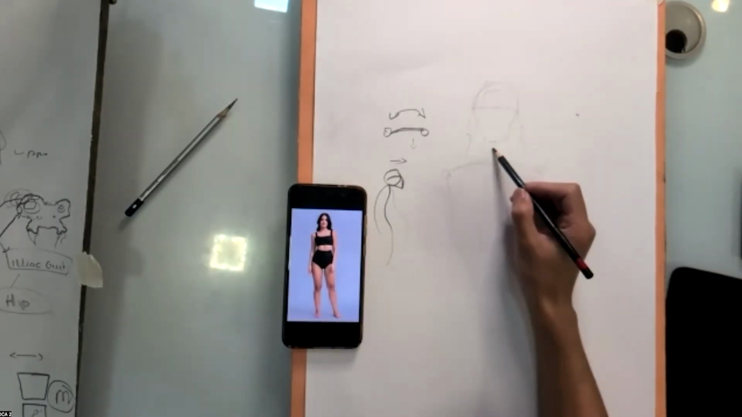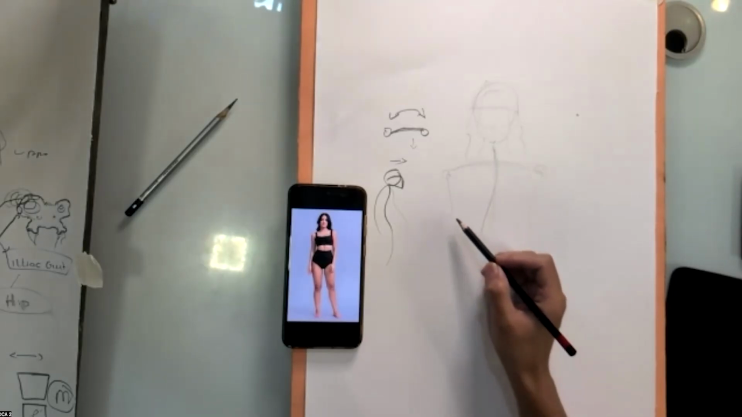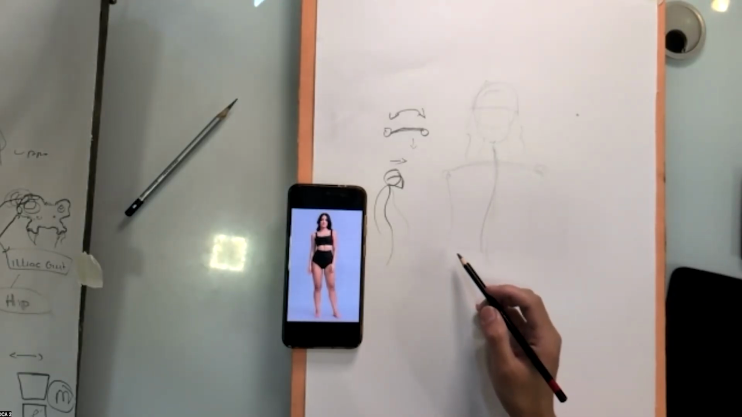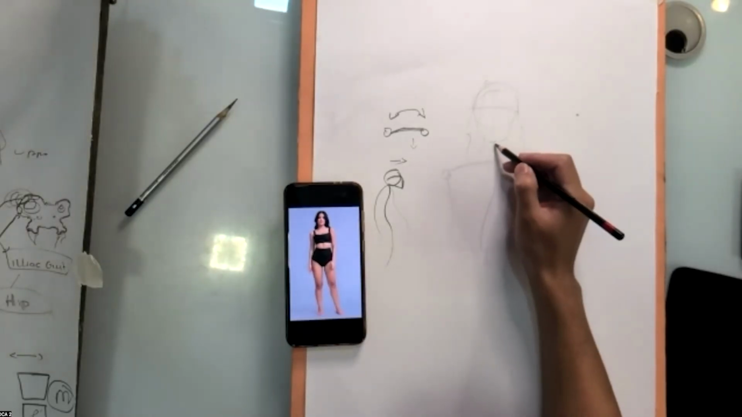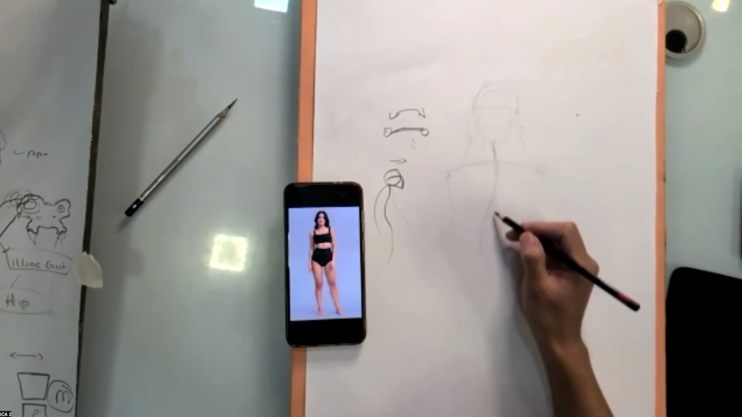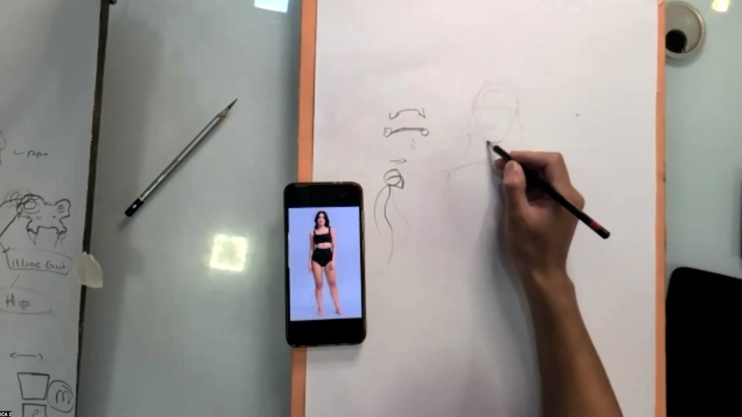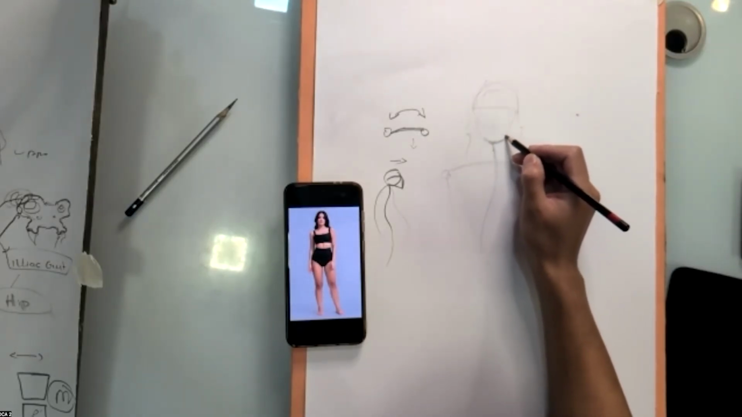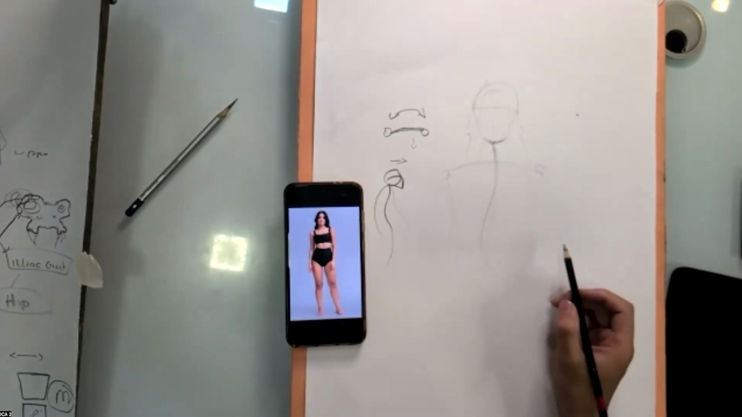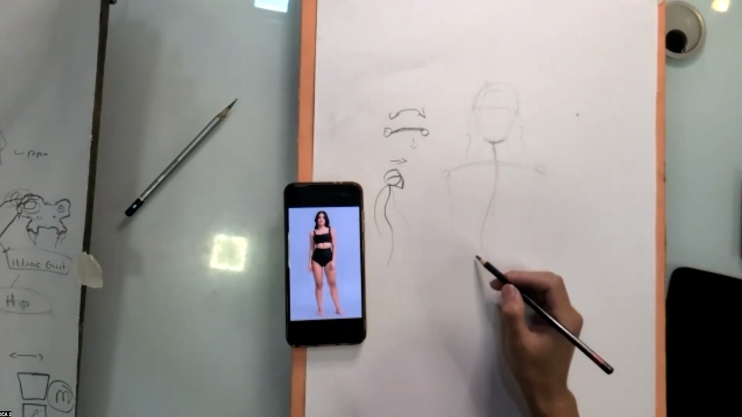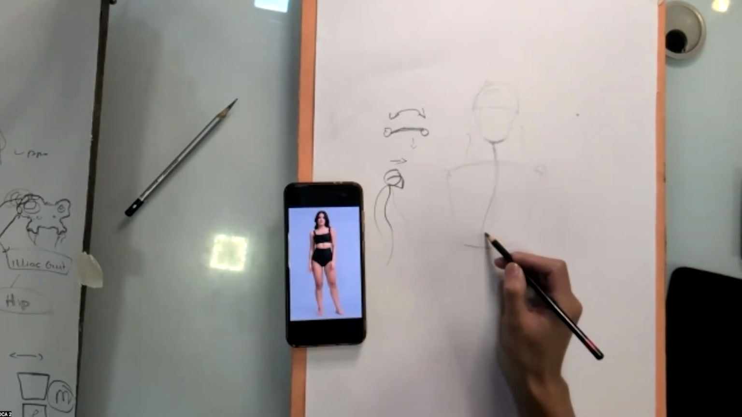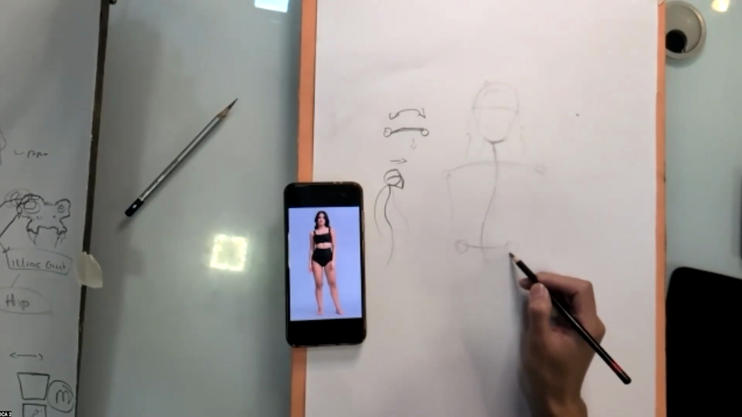Over here, I see it a little bit curved. It's not always standing straight, right? Unless you are in the army, in a certain standing position, it's not always straight. The spine is always a little bit dynamic.